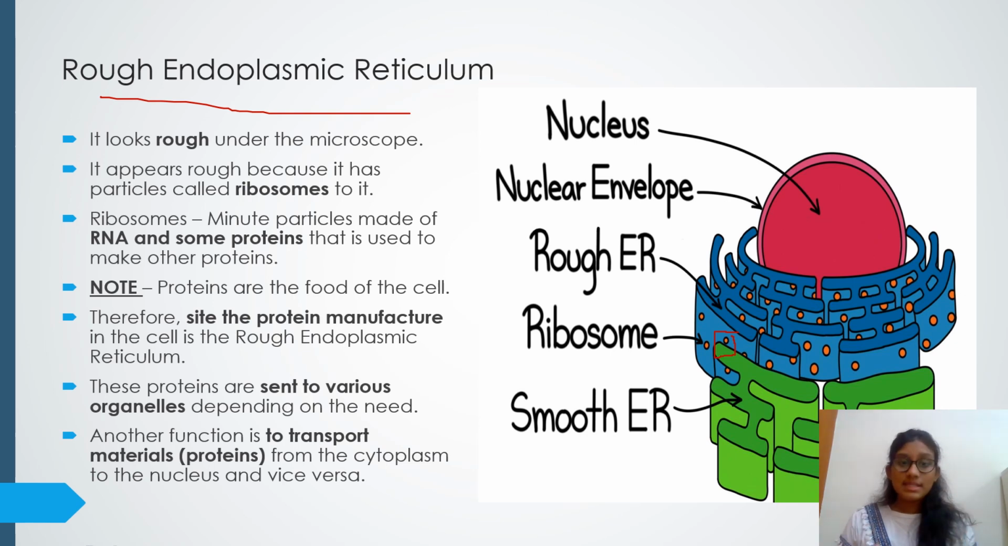Now, the proteins synthesized by the ribosomes, or collectively by the rough endoplasmic reticulum, are later on sent to various organelles depending on the need. Another function of the endoplasmic reticulum is to transport materials such as proteins from the cytoplasm into the nucleus and vice versa. Depending again on the need of the nucleus for more proteins, proteins transfer from the cytoplasm to the nucleus through the endoplasmic reticulum, and they travel the other way around through the rough endoplasmic reticulum.